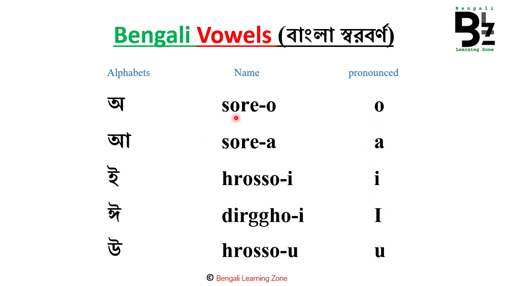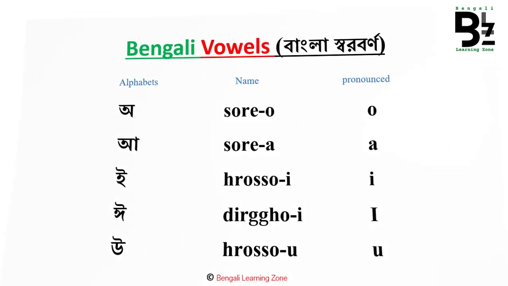So let's start. Shore o, shore a, rosho e, দীর্ঘ ই, হ্রস্ব উ. And next page.